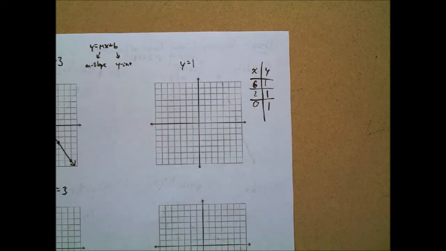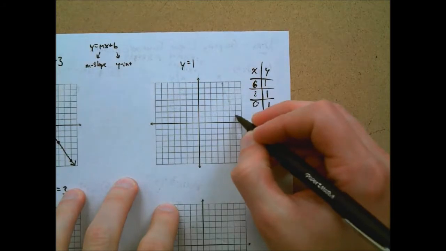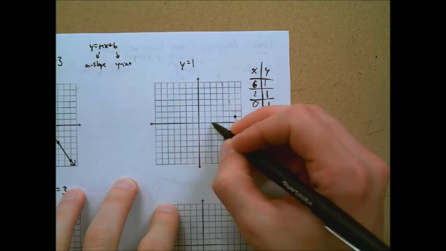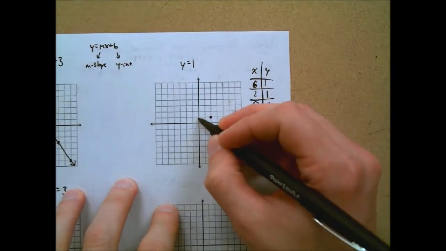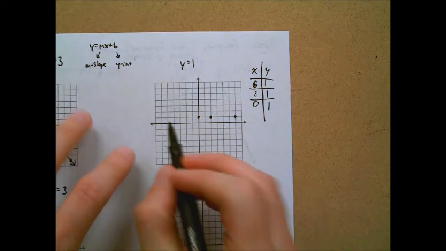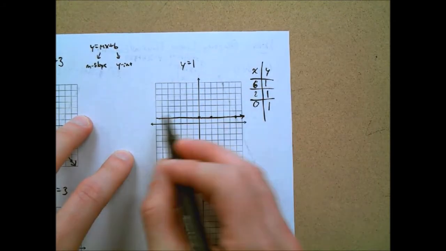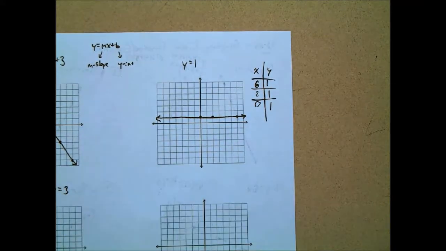We'll just plot these points. (6, 1), (2, 1), (0, 1). Okay, and we'll just connect the dots. Okay. What kind of line is this? Constant. It's constant. Very good. Constant. Okay. We could also say it is a horizontal line as well.